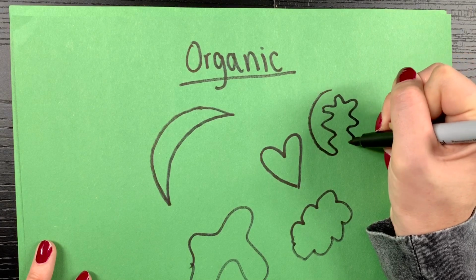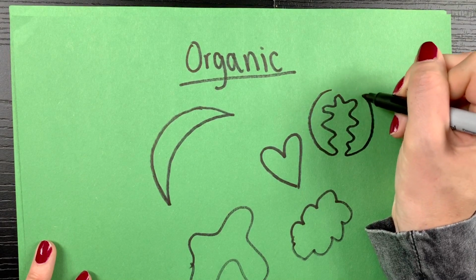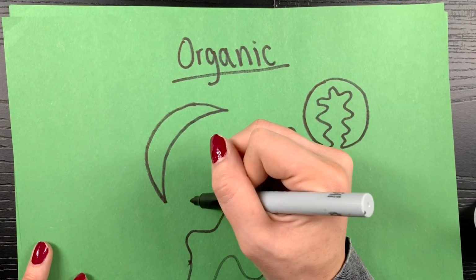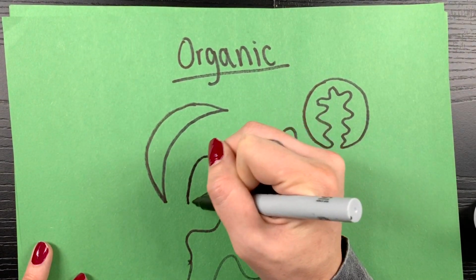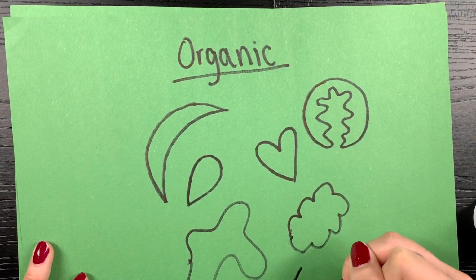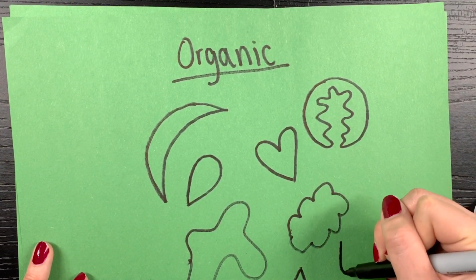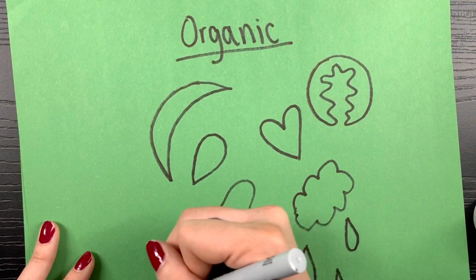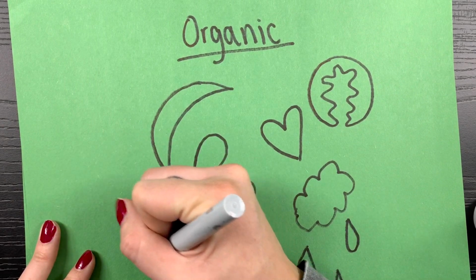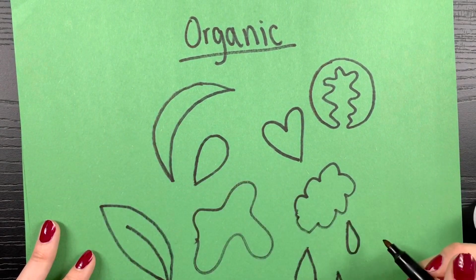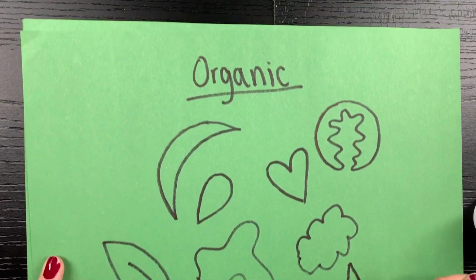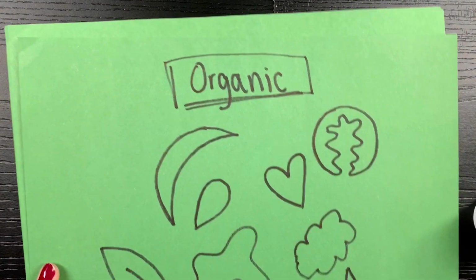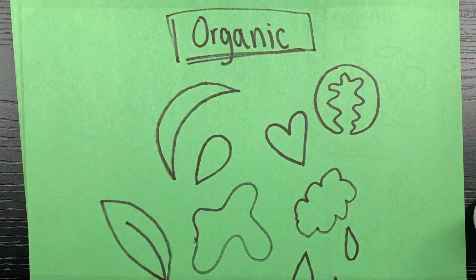Here I'm making an organic shape with a zigzag line. Organic shapes can be from our imagination. Here I have some raindrops. None of these have real names other than what we give it, whereas a square and a rectangle are assigned those names. These are organic shapes.